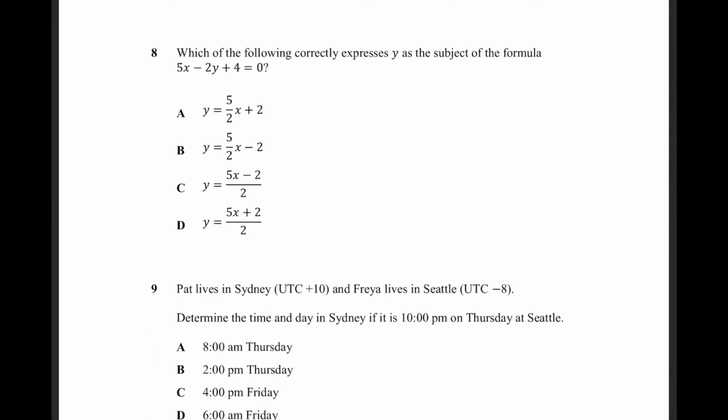Question 8. Which of the following correctly expresses y as the subject of the formula? Okay, so I've got 5x minus 2y plus 4 is equal to 0. So I want to bring everything over. I want y on its own on one side and everything else on the other. What I will do is move that over to this side just to make it positive. So now I've got 5x plus 4 is equal to 2y.